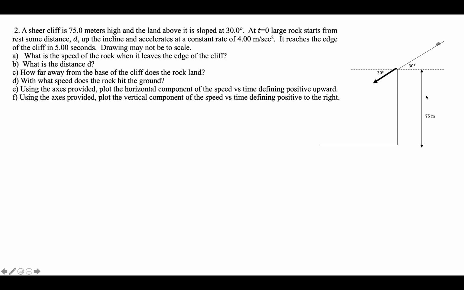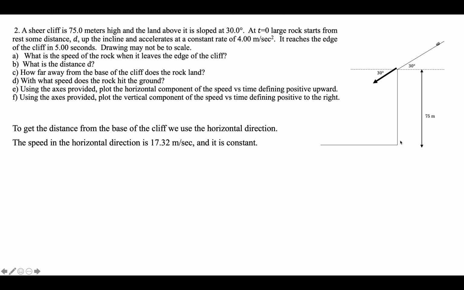So that's all consistent. To get the distance from the base of the cliff, we use the horizontal direction. The rock goes 17.3 meters every second in the x direction. So after 3 seconds, it's going to go about 52. So that's part C. Part D, with what speed does the rock hit the ground?